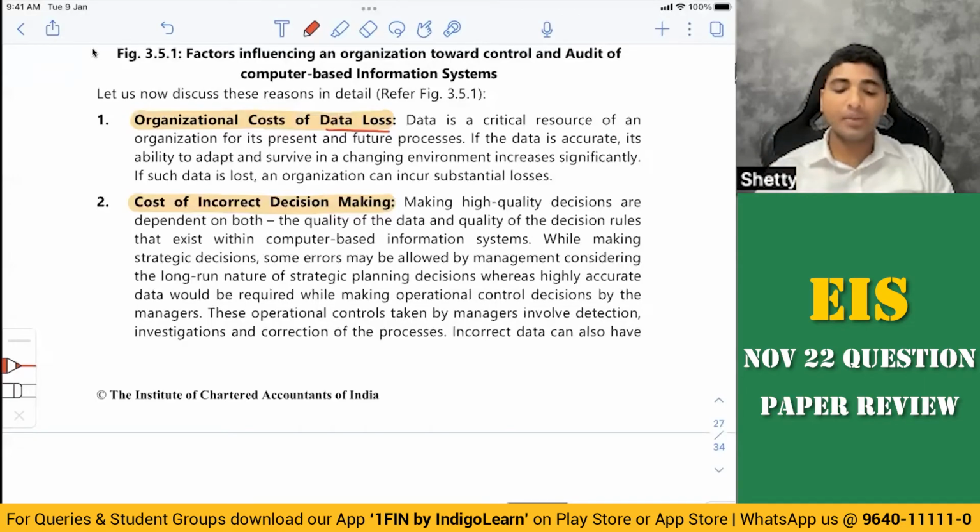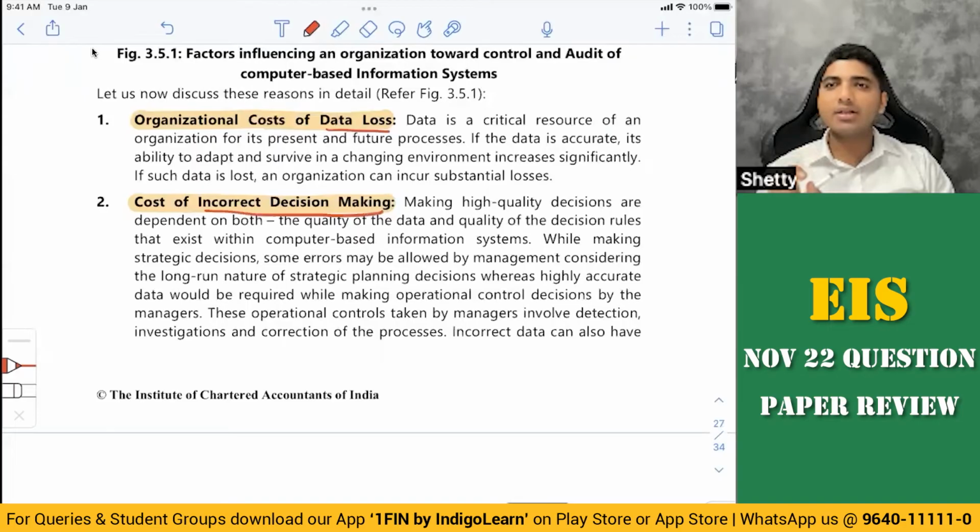Next requirement is cost of incorrect decision making. Now let us say, as a business owner, you are making decisions on the basis of profit and loss account or balance sheet that you have. But what if somebody can come and alter your balance sheet? Somebody can come and alter your profit and loss account without permission. Then your decision will be taken on wrong facts.